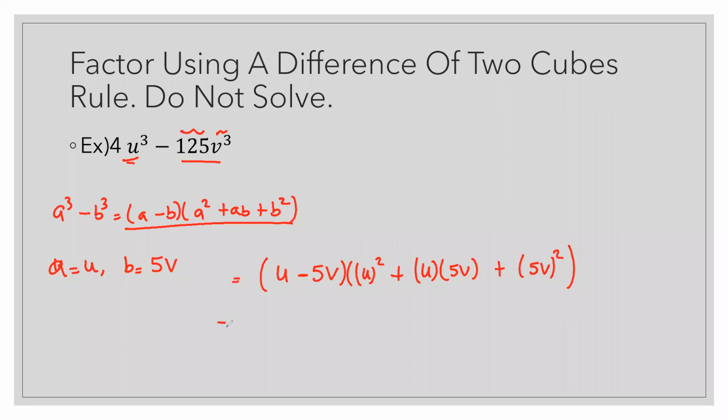Okay, so your final answer is going to be u minus 5v. And then u squared, plus u times 5v, what is that going to be? That's 5uv, plus 5v squared. So you square the 5 and the v. So 5 squared is 25, and then v squared is just v squared. And that's it.